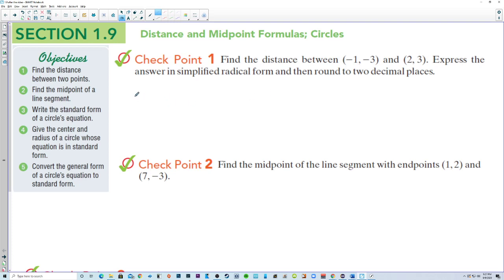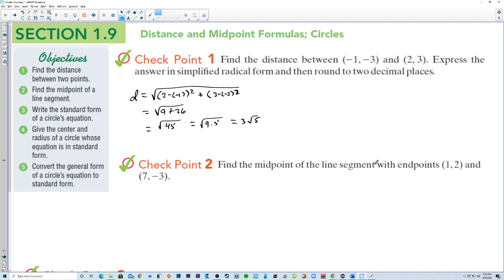So the distance is the square root of, and let's see, we have to take 2 minus -1 squared, and then plus 3 minus -3 squared. What is that? Square root of 3 squared is 9 plus 6 squared is 36. So this is the square root of 45, which is the same as the square root of 9 times 5, so 3 square root of 5.